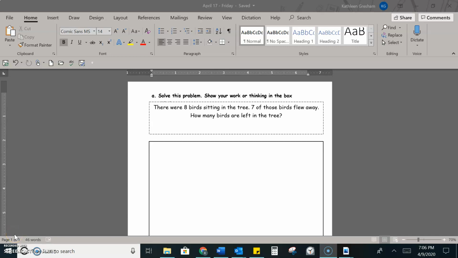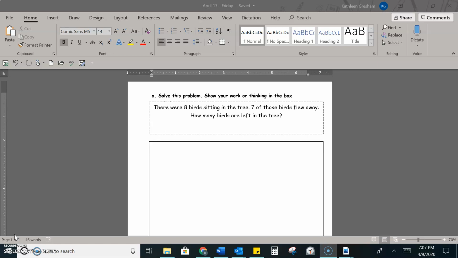It's our math word problem time. Everybody get those thinking caps on. Here we go. There were 8 birds sitting in the tree. 7 of those birds flew away. How many birds are left in the tree?